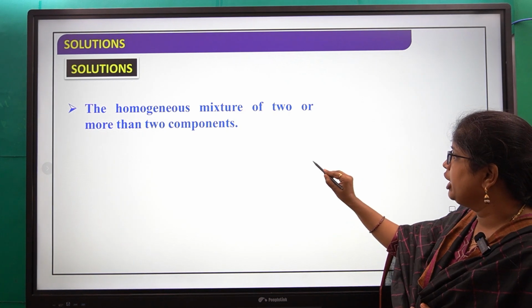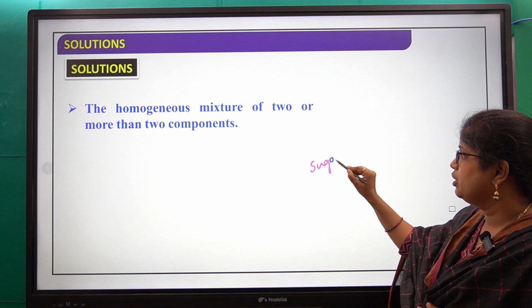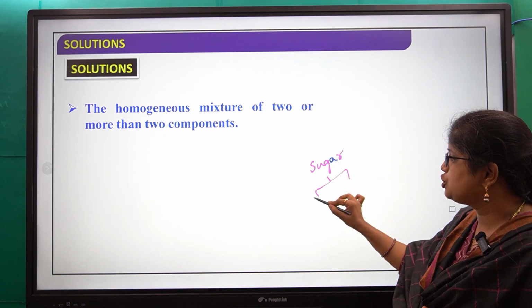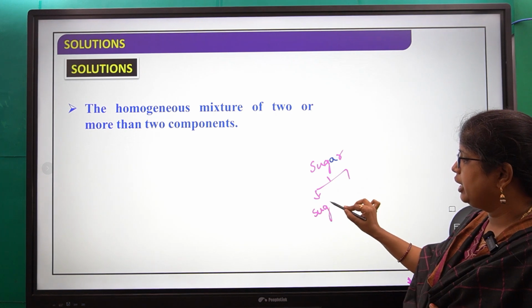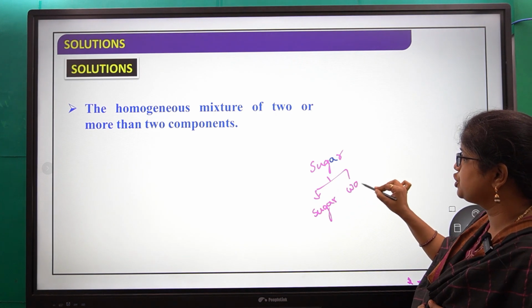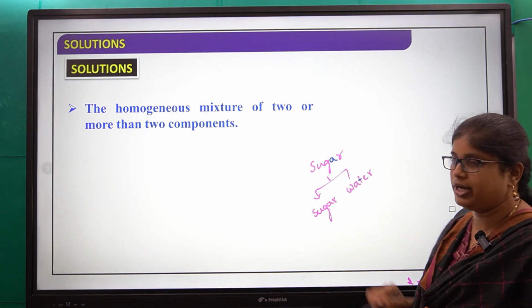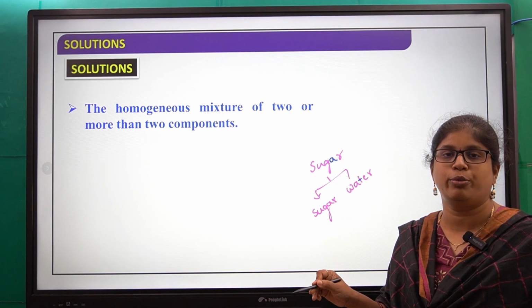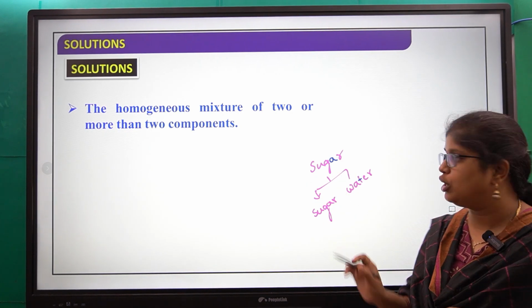For example, take sugar solution. What are we taking? Sugar and water, that means two components. When two components are mixed and give a homogeneous mixture, that is called a solution.